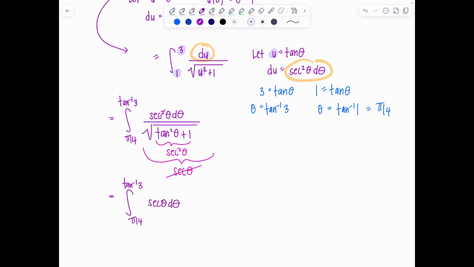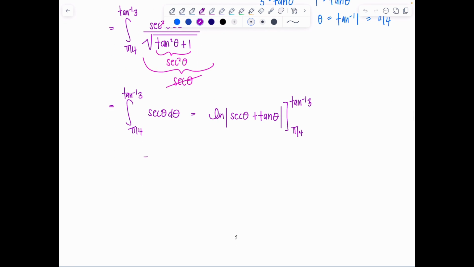Do you know the antiderivative of secant theta? That's one you should just put to memory. ln absolute value, secant theta plus tan theta. And then we're going to evaluate this from pi over 4 to tan inverse of 3. Okay, good. So then we have ln absolute value, secant of tan inverse of 3 plus tangent of tan inverse of 3, minus ln absolute value, secant of pi over 4 plus tangent of pi over 4.